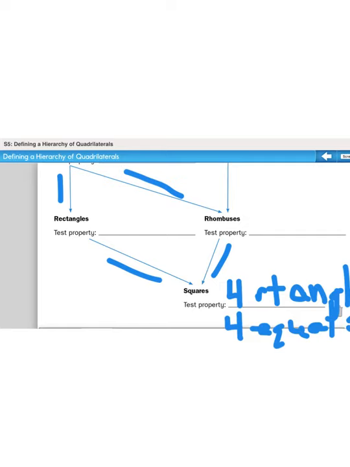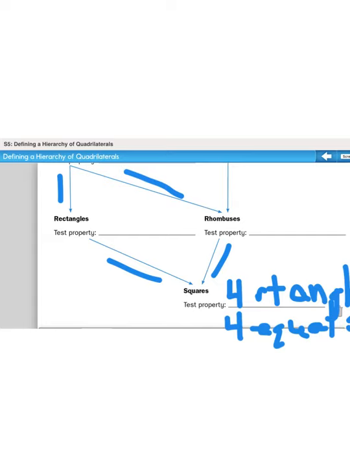So if we started at the top with our quadrilaterals category, the test property is 4 sides and 4 angles. Does shape A have 4 sides and 4 angles? Yes, so it is a quadrilateral. Now, can we move quadrilateral A down to the trapezoids category? Think, does this shape have at least one pair of parallel sides? Yes, so it is a trapezoid. Now try to move down to the parallelograms category. Does this shape have two pairs of parallel sides? Yes, so it is a parallelogram.